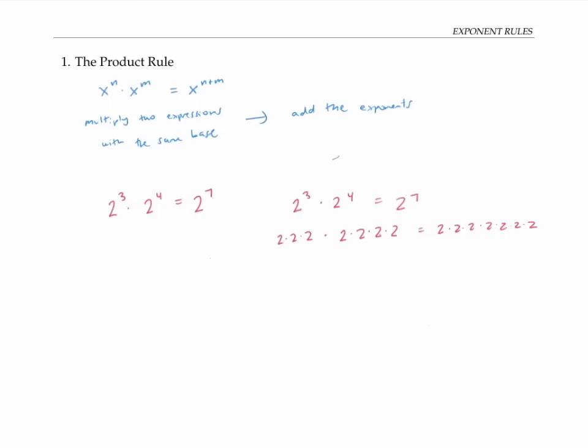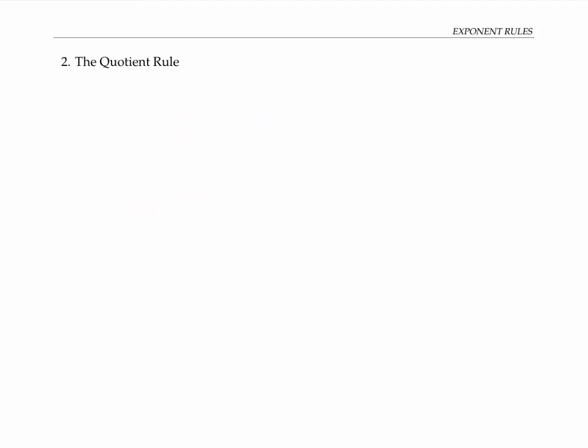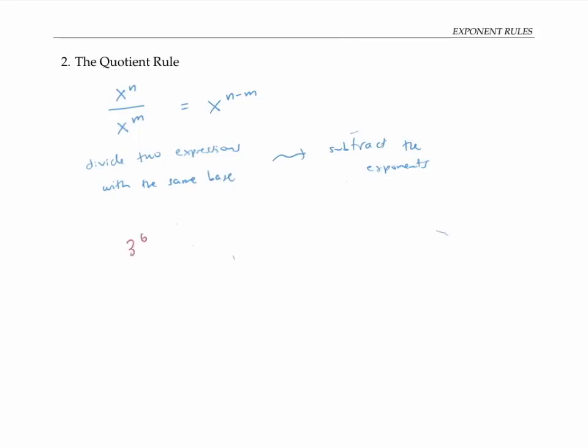The quotient rule says that if I have x to the n power divided by x to the m power, that's equal to x to the n minus m power. In other words, if I divide two expressions with the same base, then I can subtract their exponents. For example, 3 to the sixth divided by 3 squared is going to be 3 to the 6 minus 2, or 3 to the fourth.